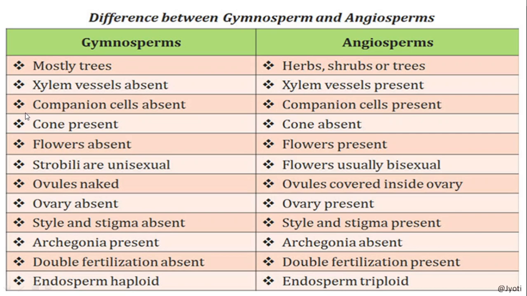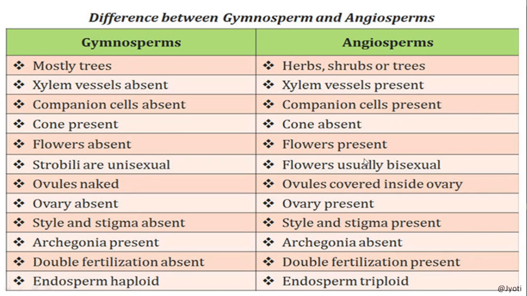elements are present. And in gymnosperm, the cone is present. The cone-like structure, which is called strobili, is present, but here the cone is absent. Rather, a flower is present. So here flower is absent, here flower is present. Strobili are unisexual. As I have shown you, in gymnosperm there are male strobili and female strobili.